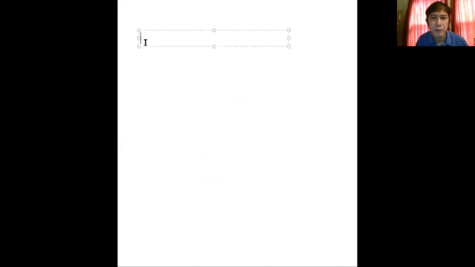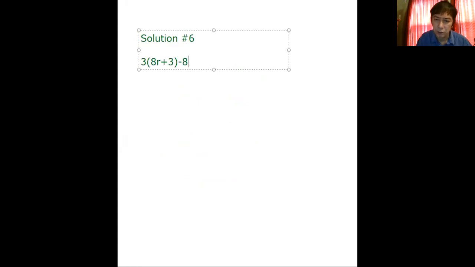So this is the solution for number 6, and the given problem is 3 times the quantity 8R plus 3, close parenthesis, minus 8 equals negative 95. That's the given. So remember to start with the given always. Copy the original problem, and then try to figure out how you can solve it.